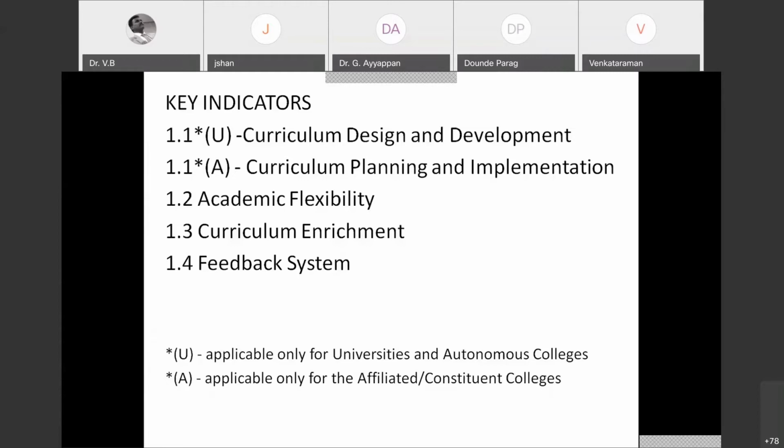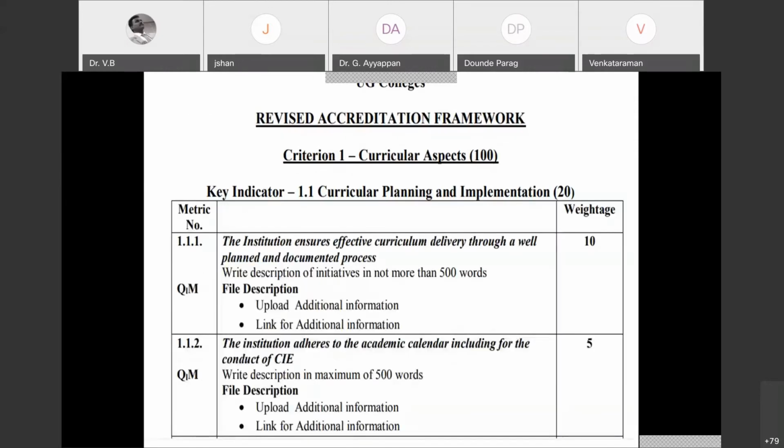As we have indicated over there by the letters U and A, curriculum design and development is applicable only for universities, whereas curriculum planning and implementation are applicable for affiliated colleges, because as affiliated colleges we don't have any say as far as the curriculum is concerned. We simply follow the curriculum as given by the affiliating university. The example that we are taking is for a UG college.